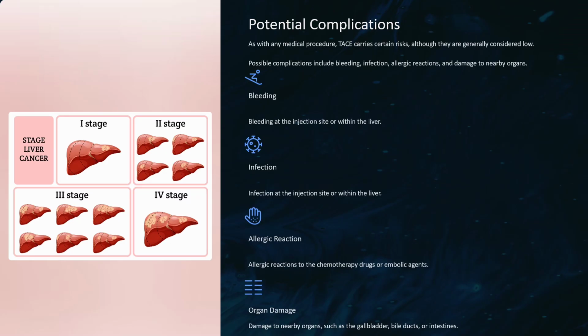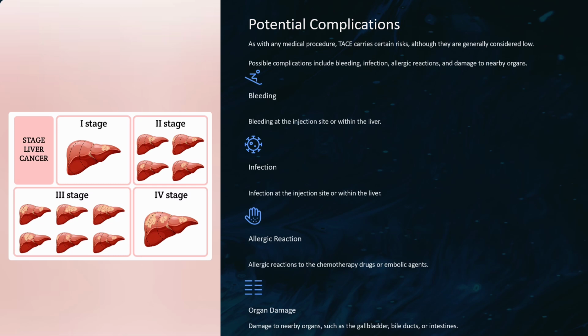So these are the potential complications. As with any medical procedure, TACE carries certain risks, although they are generally considered low. But the possible complications include bleeding, infection, allergic reactions, and damage to nearby organs. The first is bleeding, that is bleeding at the injection site or within the liver. Then comes infection at the injection site or within the liver. Then comes the allergic reaction, that is allergic reaction to the chemotherapy drugs or embolytic agents, or organ damage, that is damage to the nearby organs such as the gallbladder, bile duct or intestine.